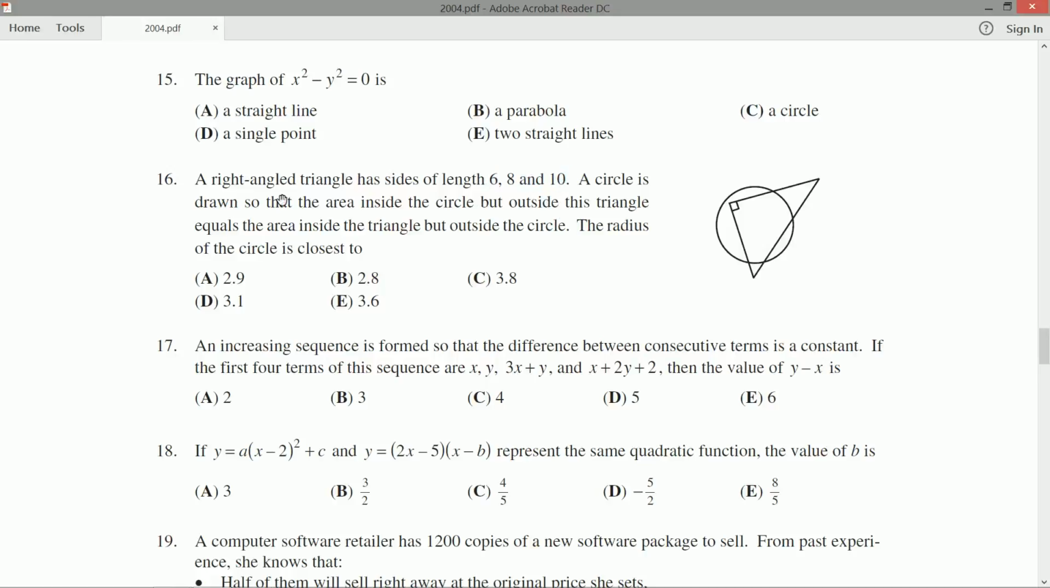A circle is drawn so that the area inside the circle but outside the triangle equals the area inside the triangle but outside the circle. I think a picture will help clear this up. We'll draw that in a moment. The radius of the circle is closest to.